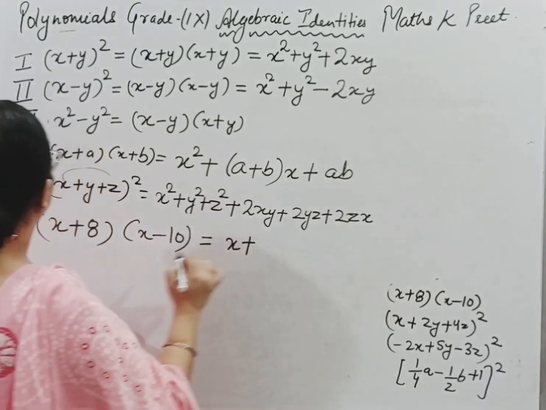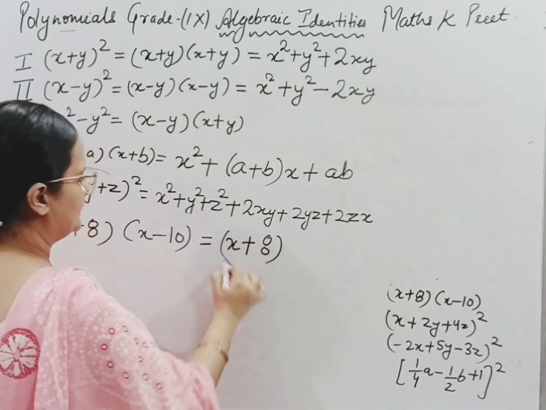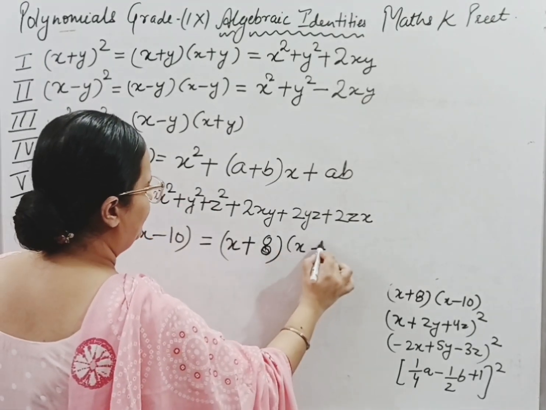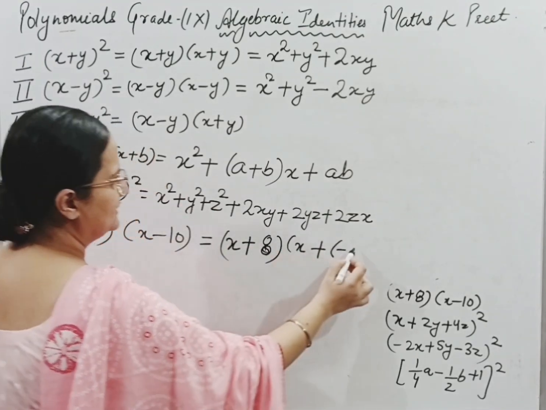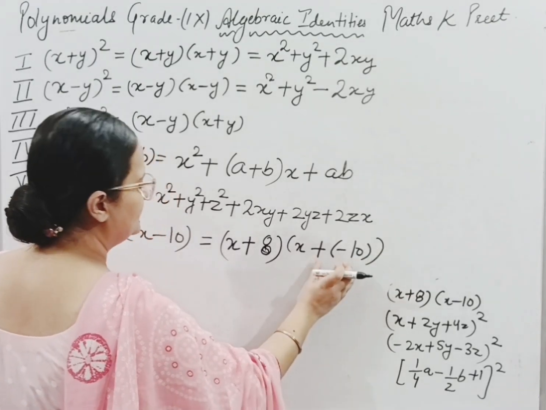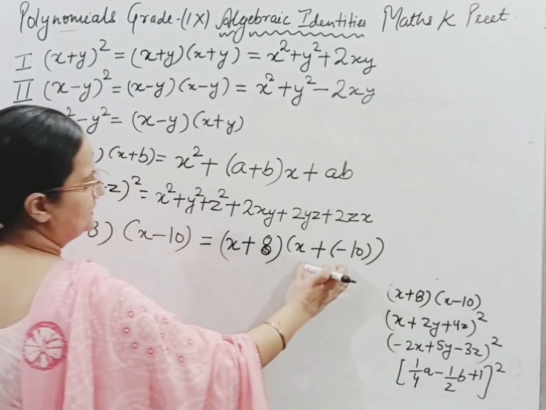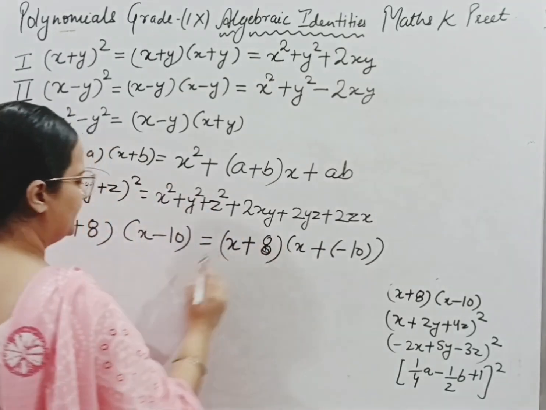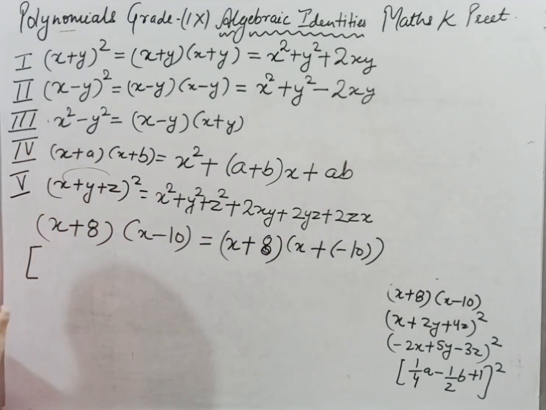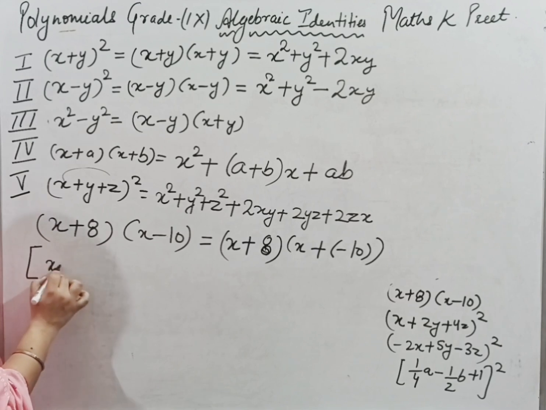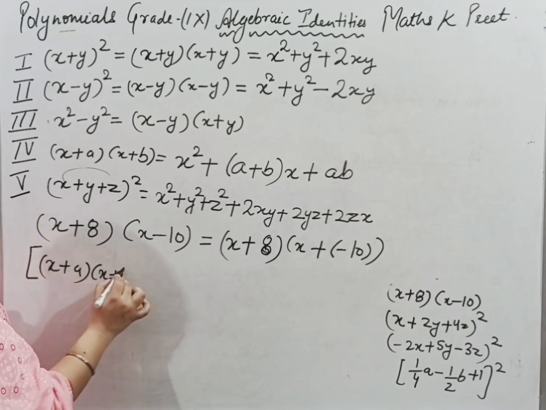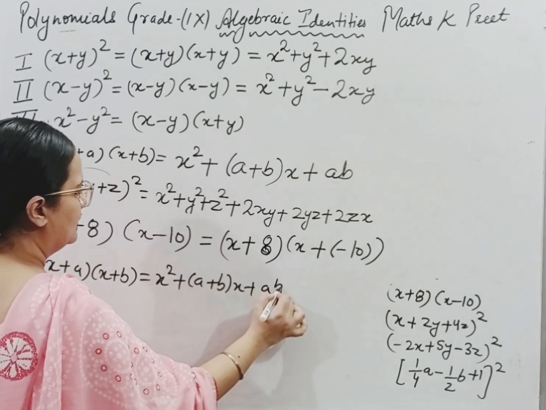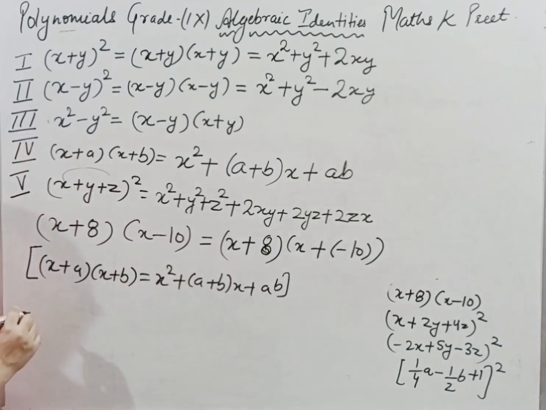So x plus 8 we can write as such. Next is x minus 10. Let's write this as x plus of minus 10. Plus minus is what basically? Plus minus is minus, so we are making x minus 10 in actual. So (x + 8)(x + (-10)) is similar to (x + a)(x + b). While solving every question, we have to write the complete identity in brackets to give a reason for where it is coming from. So this is the identity I am using here.